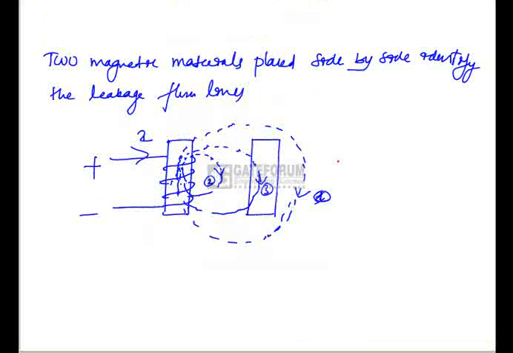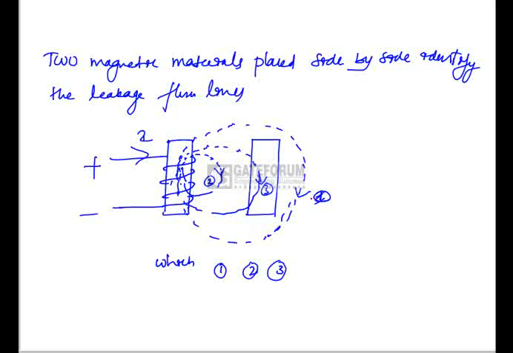Two magnetic materials are placed side by side; identify the leakage flux lines. Okay, now what is leakage flux? Leakage flux means the winding flux which links only itself. If you see here, there are three flux lines, numbered 1, 2 and 3.